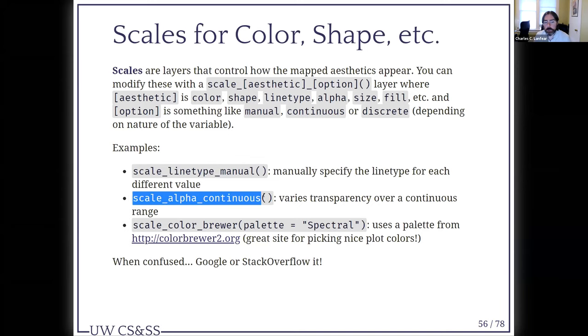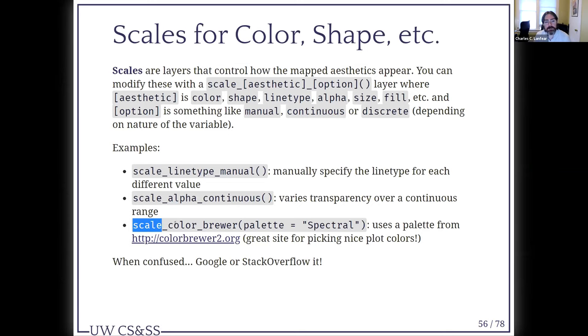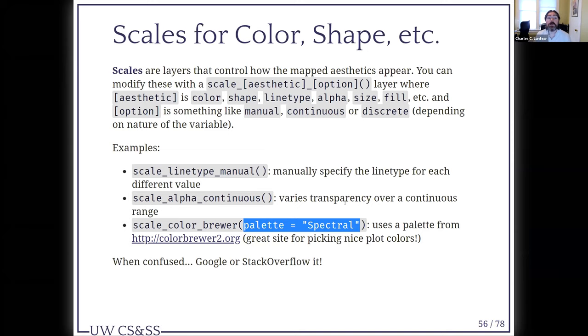scale_alpha_continuous would vary the transparency of whatever you're scaling on some continuous variable. There's also things like scale_color_brewer, which you could set specific palettes to make your plot follow different palettes. Brewer is nice for picking things that sort of take colors that are on opposite ends of the color wheel. There's scale_color_viridis, which is really nice for making things that are colorblind friendly. There's a million different palettes out there. These are all scales. Just know that if you want to modify something like the color distribution of things, the shapes and sizes, it's probably a scale. Google for scales or ask me.